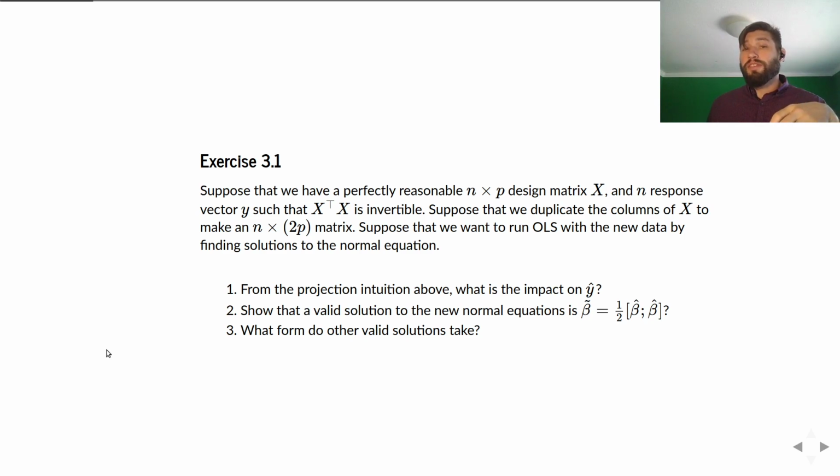After this, we're going to talk about what happens if they're not exactly collinear. We don't have the singular design, but they're approximately collinear. That'll lead us into why we want to do things like regularization.